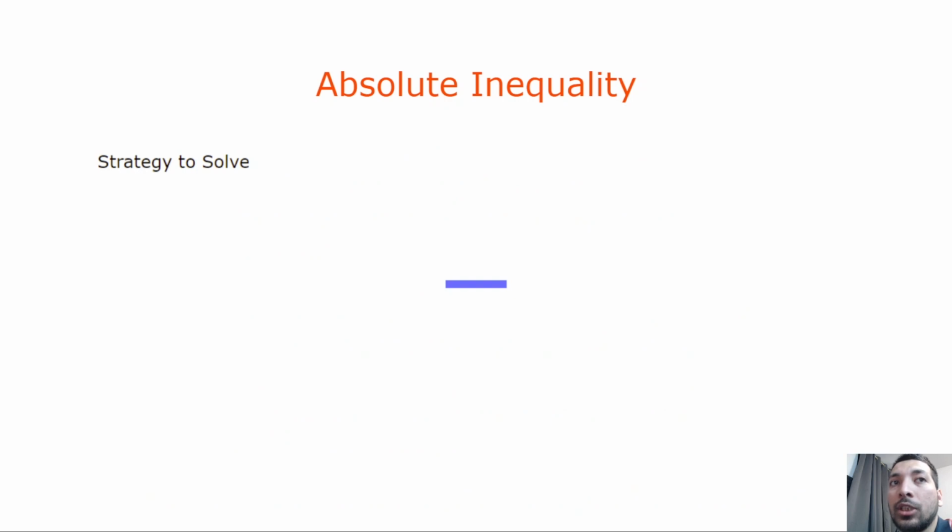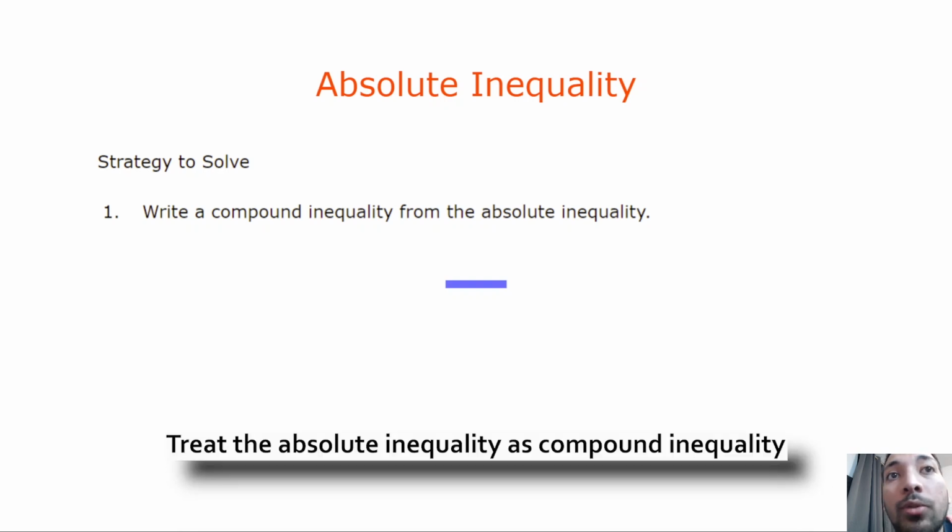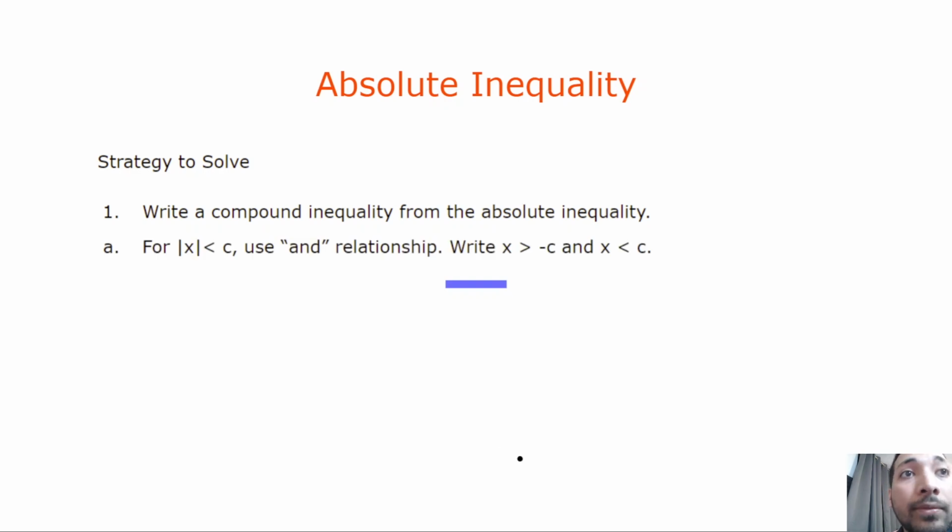Now we'll see the strategies to solve absolute value inequality. The first one is we know that the absolute value inequality is a representation of compound inequality with AND or OR relationship. So we'll just write the compound inequality from the absolute value inequality. And how do you write that? If we have absolute value inequality with less than a value, we use AND relationship.